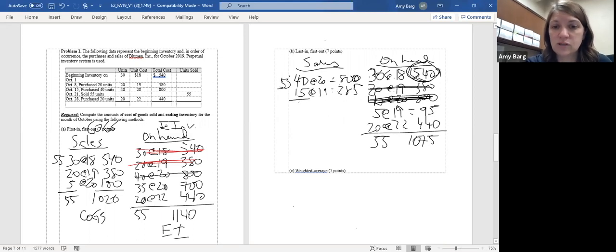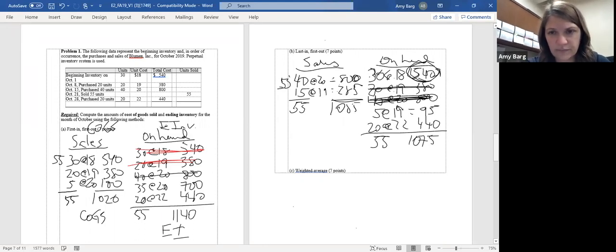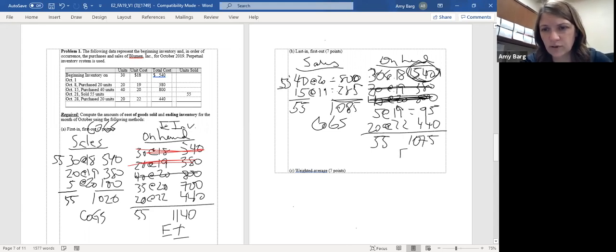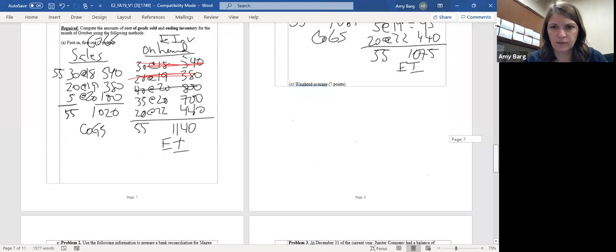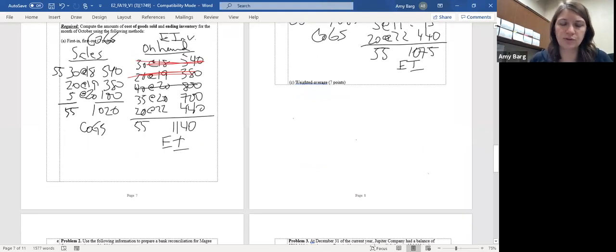And over here, we still sold 55 units. Again, the number of units doesn't change, but instead of being worth 1,020, 800 plus 285 adds up to 1085. So your cost of goods sold is 1085 and your ending inventory is 1075. Does that make sense? Does anybody have any questions about that? We're all good? All right, so the last one we need to do is the weighted average.